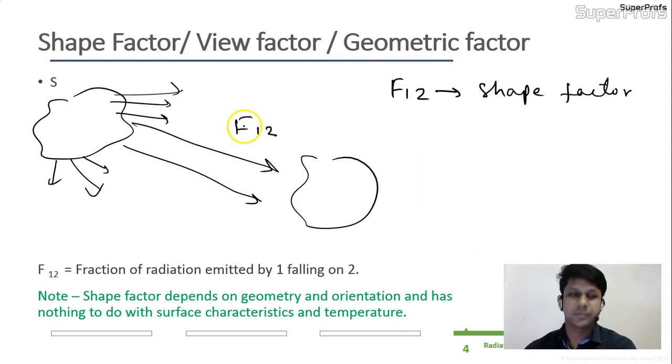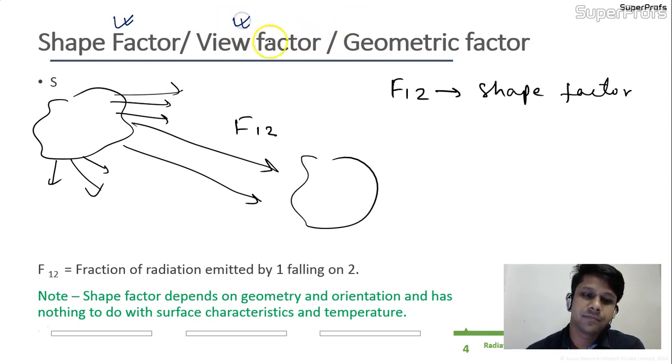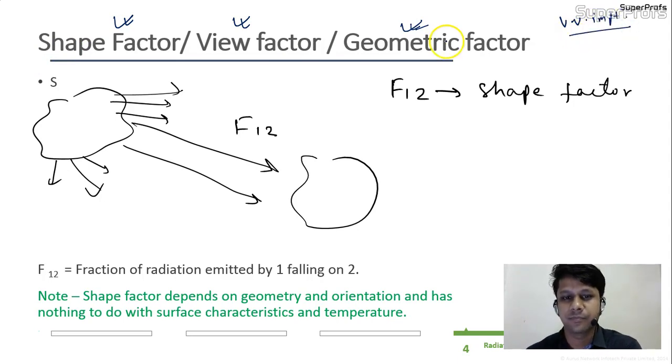Now this concept is very important from the GATE point of view, as in the starting of the chapter itself I told you about the shape factor. This is also known as view factor. This is also known as geometric factor. So this is a very, very important topic from the GATE point of view.